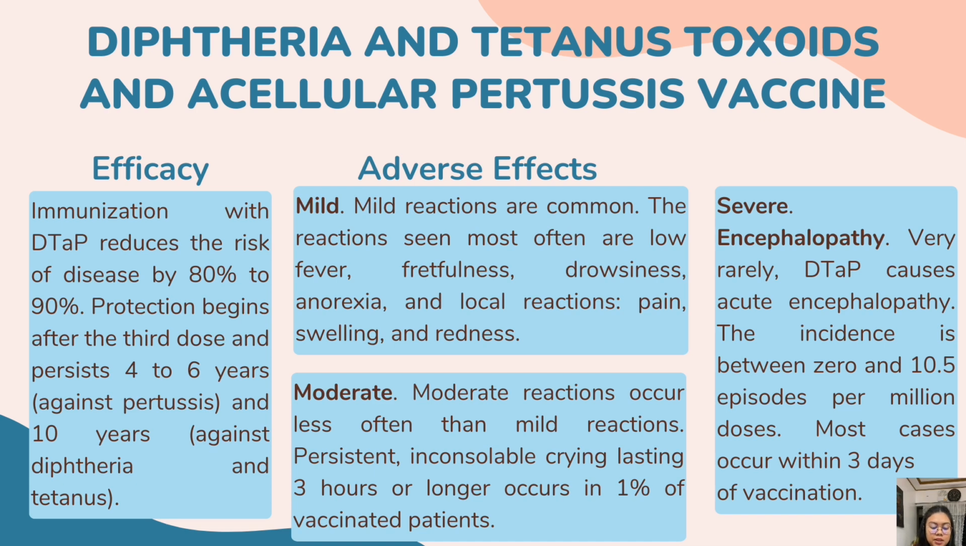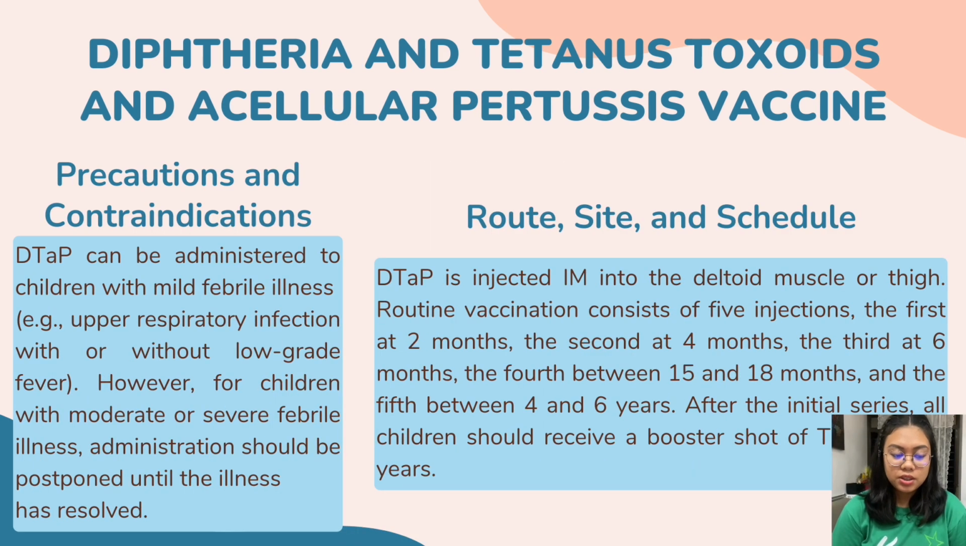Next are the precautions and contraindications. It can be administered to children with mild febrile illness. However, for children with moderate or severe febrile illness, administration should be postponed until the illness has resolved. For its route, site, and schedule of immunization, it is injected intramuscular into the deltoid muscle or thigh.